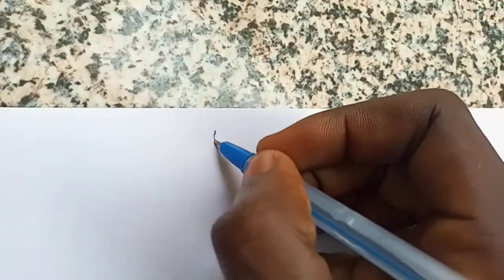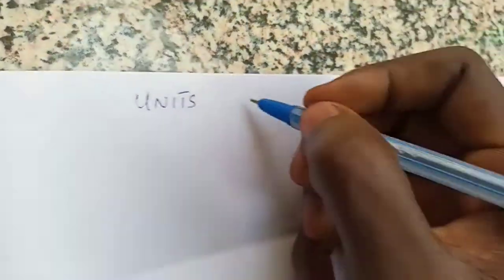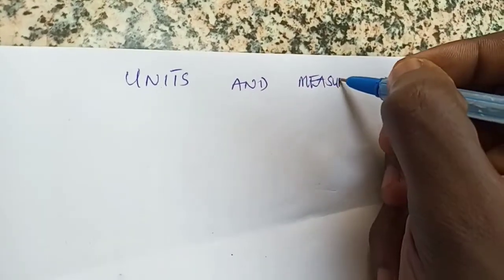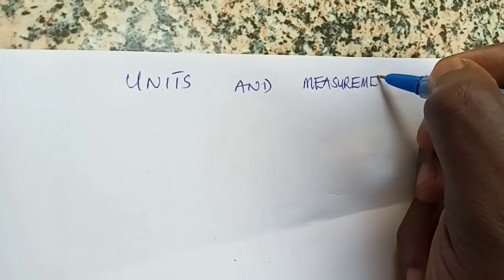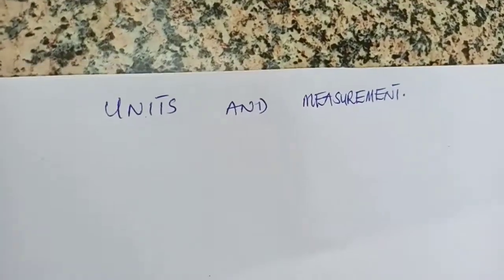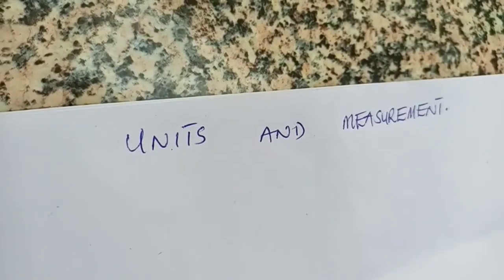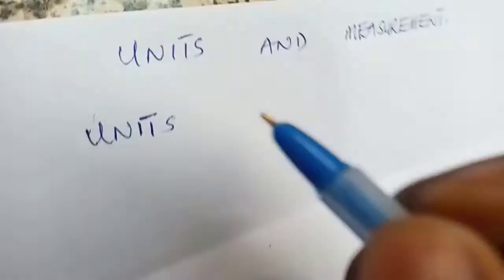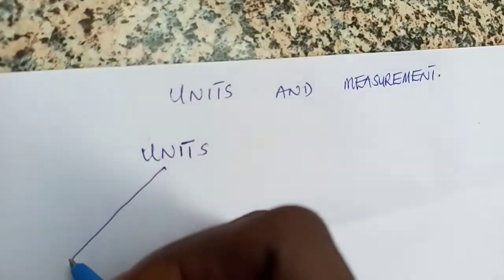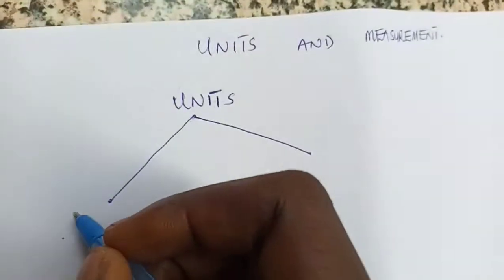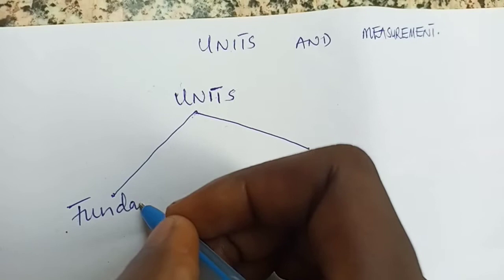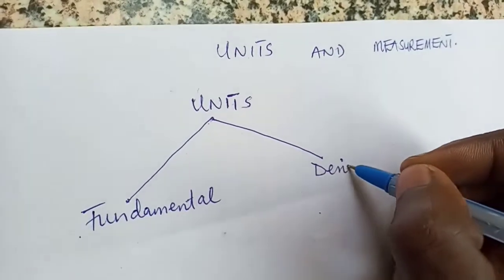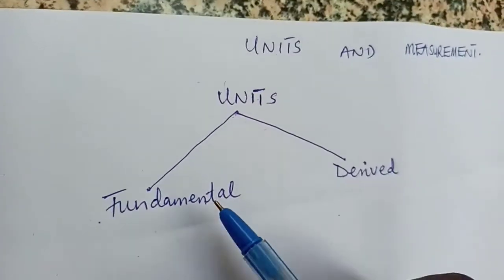Today we are going to look at units and measurement. So this is our topic for today, units and measurement. As far as physics is concerned, when we are talking about units, they are classified into two. They are either fundamental or derived. Fundamental units or derived units.